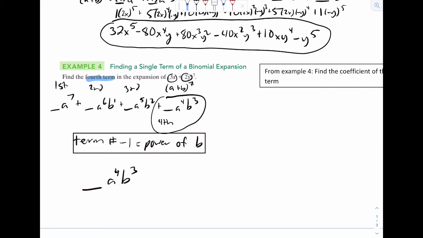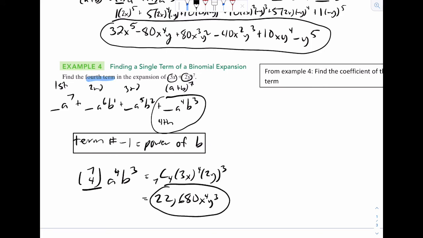And then this part, we're going to put our choose function. That'll be 7, and you can put choose 4, or you could put choose 3 here. Either one of these exponents will work fine. Okay, so I'll keep that there. I'll just rewrite it a little nicer. 7 choose 4. A is 3x, that's the 4th power. And then b is 2y to the 3rd. Okay, you plug in your calculator. And the answer is going to be 22,680 x to the 4th y cubed. That would be your fourth term.